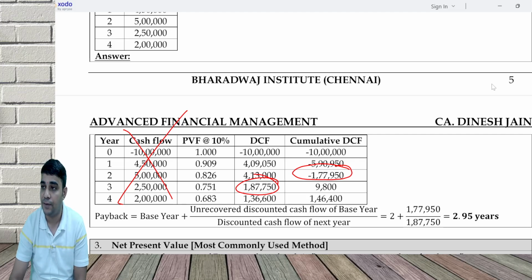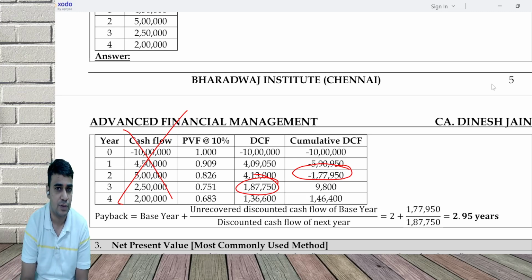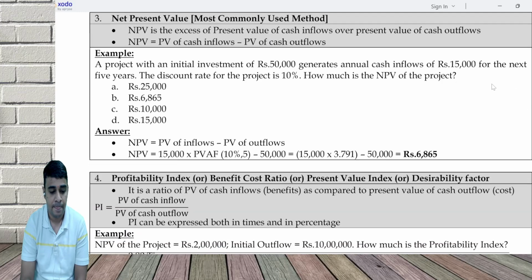NPV is present value of inflow minus outflow. Nothing much for me to talk about this. Most commonly used method for doing all our problems.